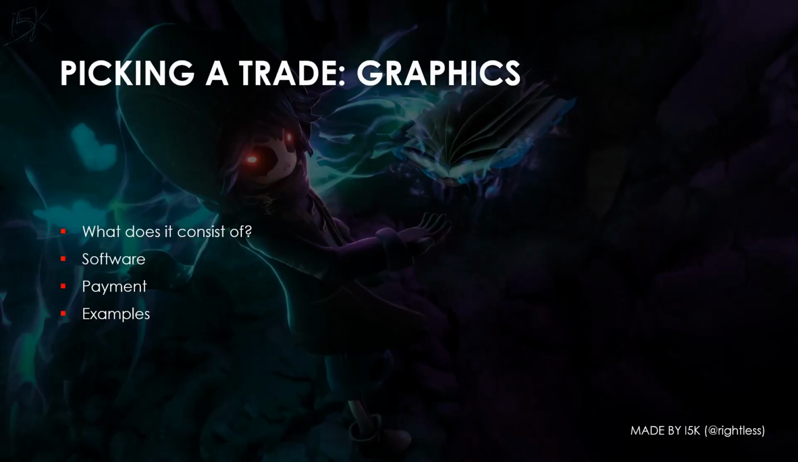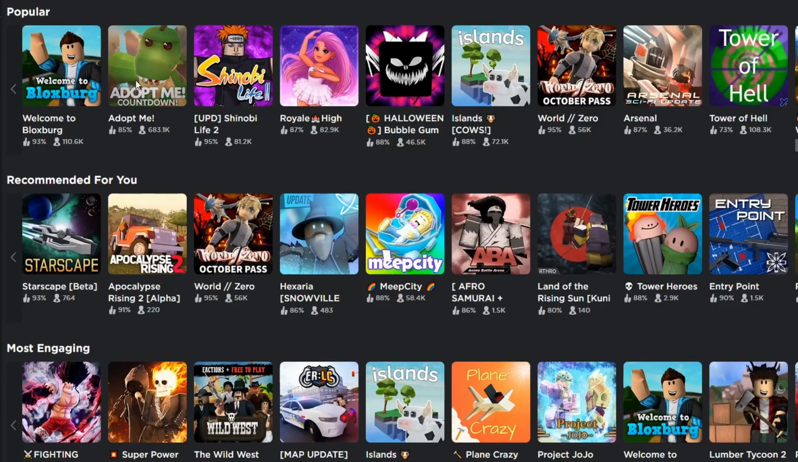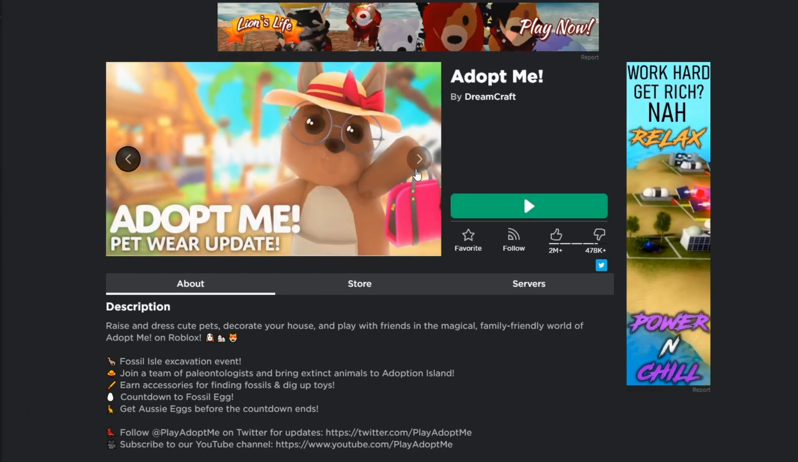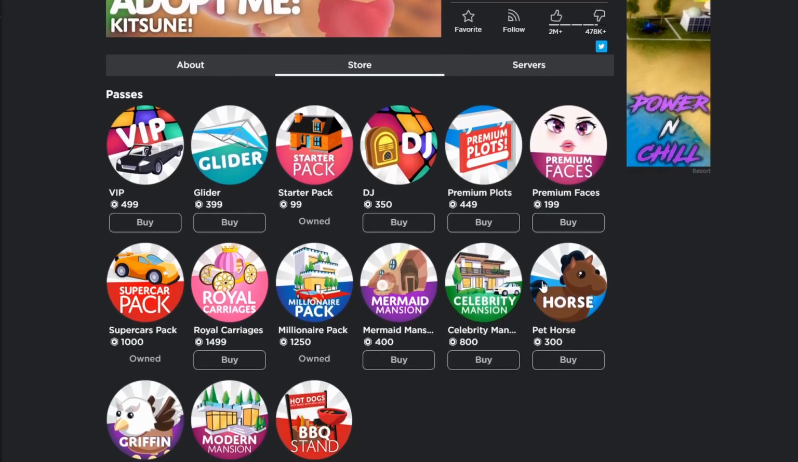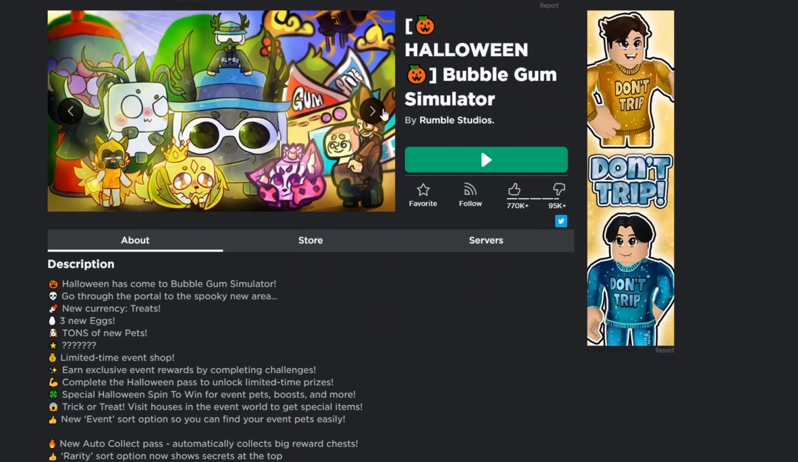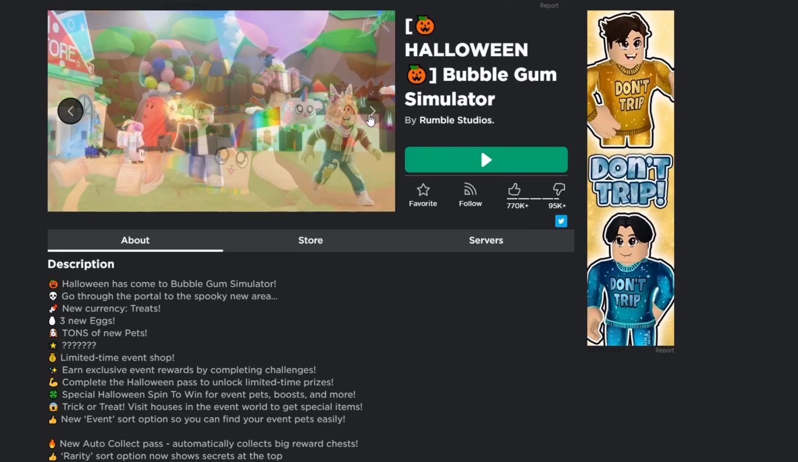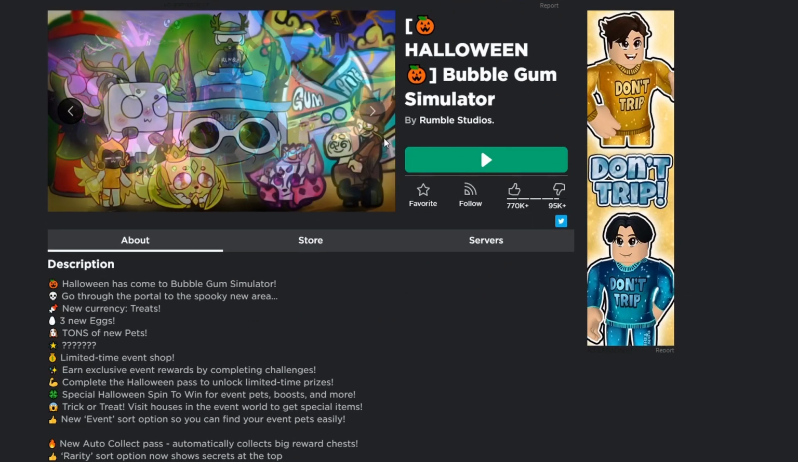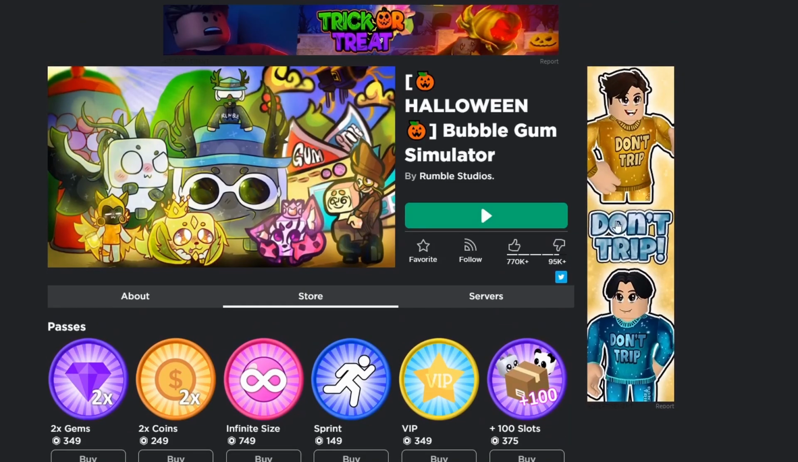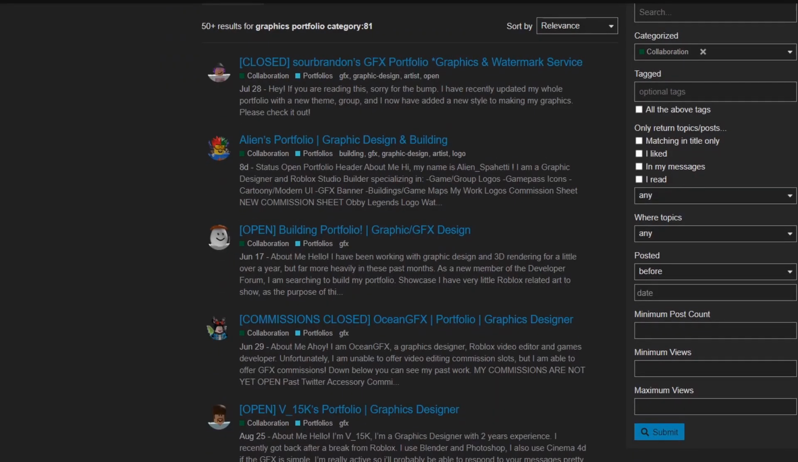So, graphics designers basically design, well, the graphics, the thumbnails, the icons, the game passes, sometimes the user interfaces in your games. These people are responsible for, well, they make or break a game, because if you have bad graphics, the chances are that your game will not do well because it will not attract a lot of players. So this is a key trade to learn if you want to make games on your own.